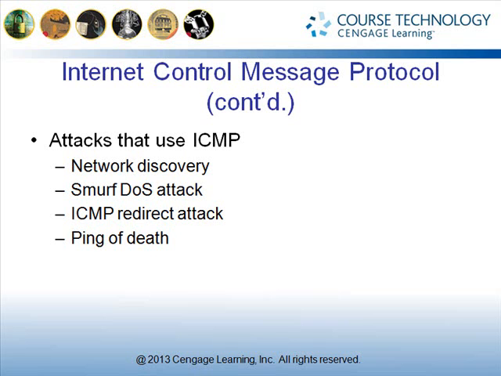ICMP redirect attack is sent to the victim that asks the host to send its packets to another router, but this router is actually a malicious device. And the ping of death, a malformed ping using ICMP is sent to the victim's computer that exceeds the size of an IP packet, and this may cause the host to crash. So there are a variety of attacks that can use the ICMP protocol.